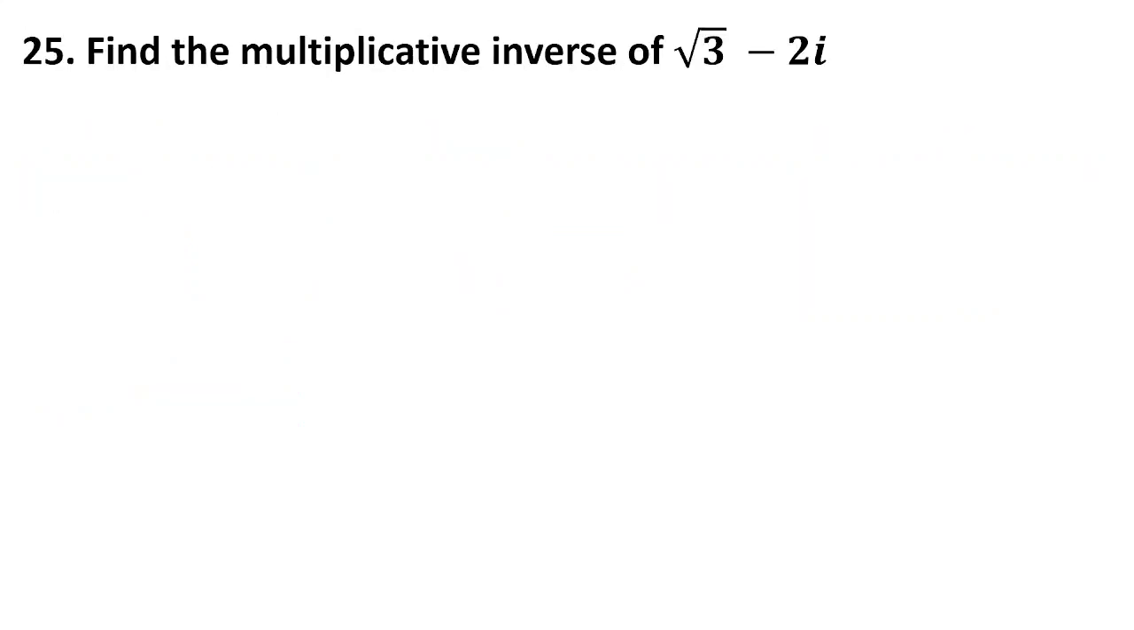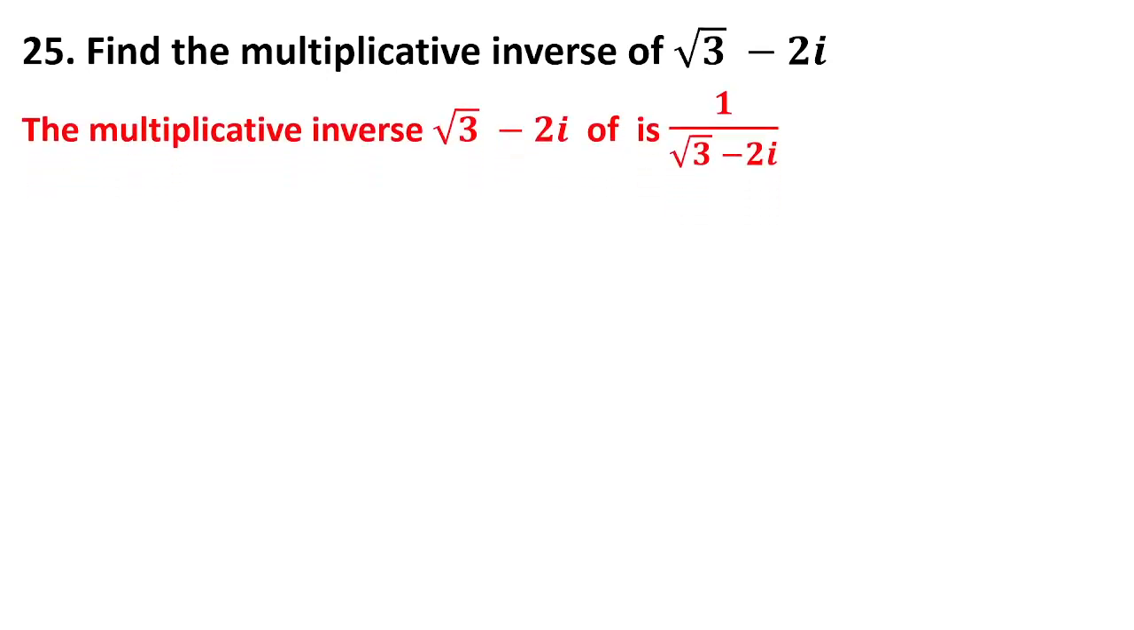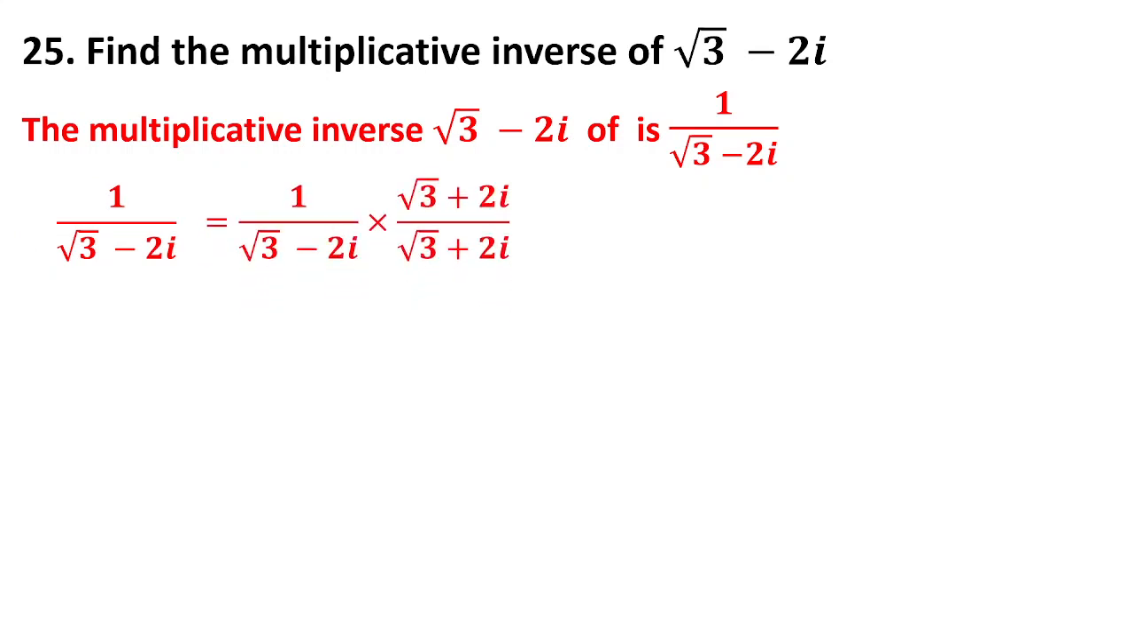Question number 25. Find the multiplicative inverse of root 3 minus 2i. All of you know multiplicative inverse is nothing but 1 upon that. To do it, we have to multiply and divide by the conjugate. I am multiplying. The numerator will be root 3 plus 2i. Denominator will be a square minus b square.